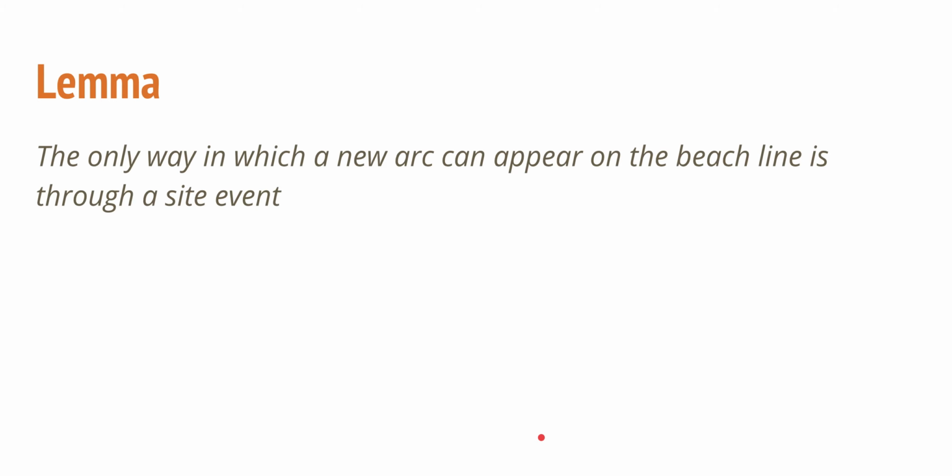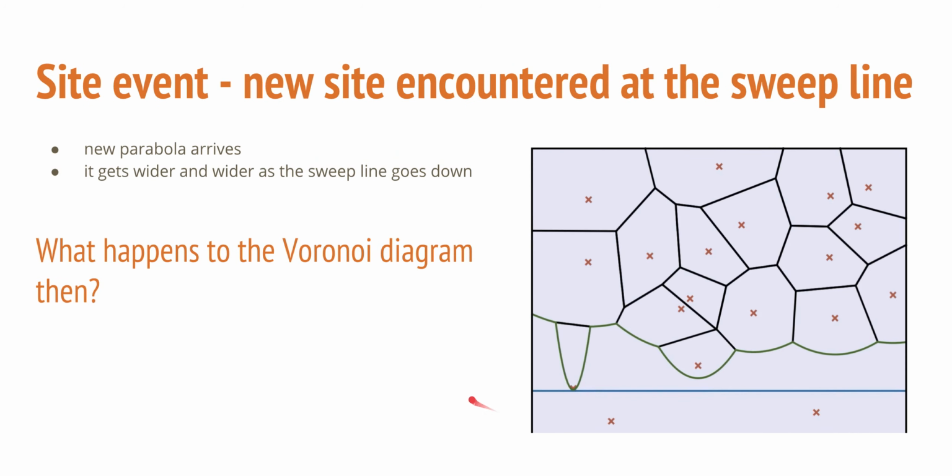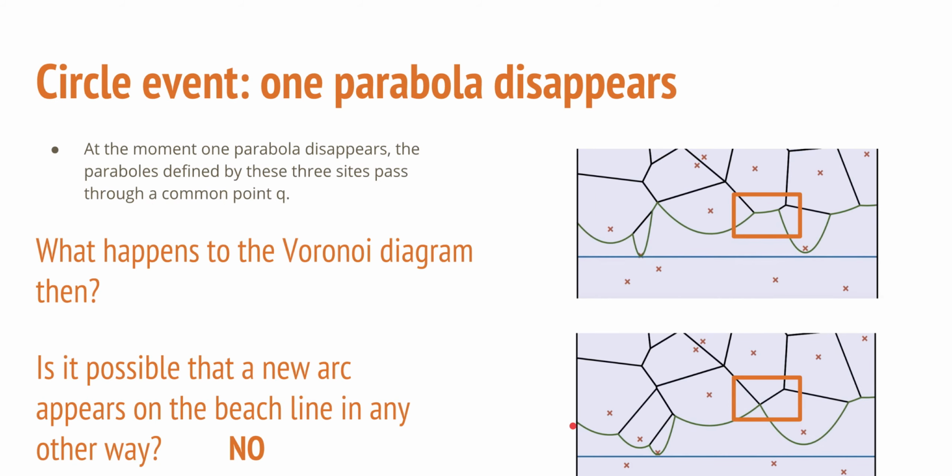This lemma is very important for the implementation. I will not prove it now, but let's just read it. The only way in which a new arc can appear on the beach line is through a side event. This event, when the new parabola arrives, is called a side event. And we have a second type of event, the circle event, which happens when the parabola disappears, which I also told you before.